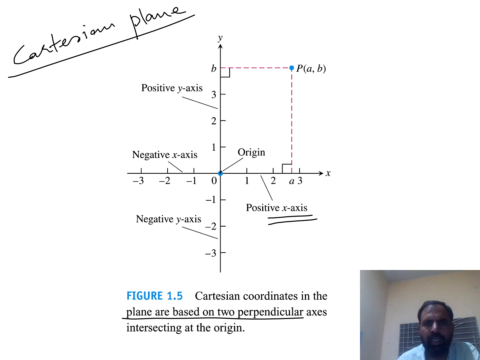Here the Cartesian plane is shown. These are the positive x-axis and the negative x-axis, and these are the positive y-axis and the negative y-axis. Here is the ordered pair P, point (a, b). The point shows that a has the value 2 point something and b has the value 3 point something. So this point meets the positive y-axis and the positive x-axis. This is the origin.